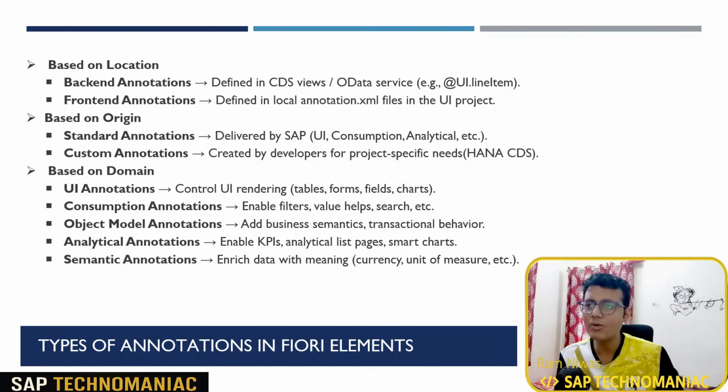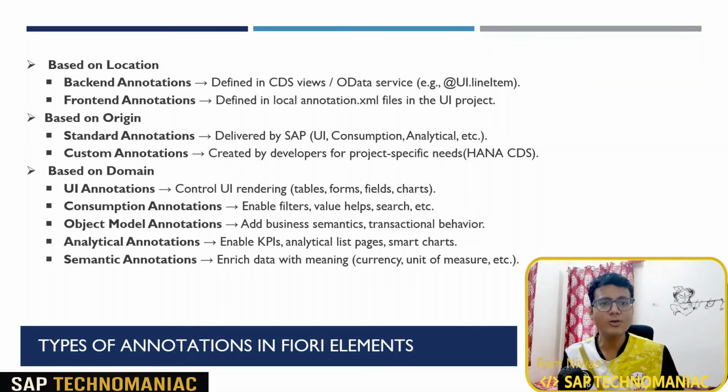Then we have object model annotations. These enable your business semantics and the transactional behavior. Business semantics means it will establish the relationship between the parent and child entity using compositions, and it will enable that this particular entity is creatable, updatable, or deletable. So this kind of annotation is called the object model annotation.